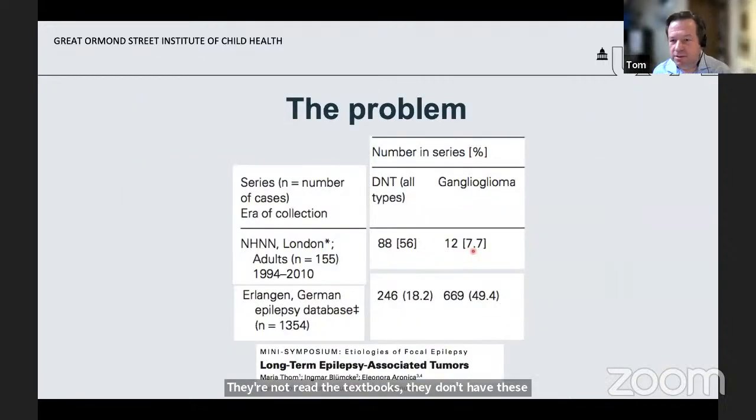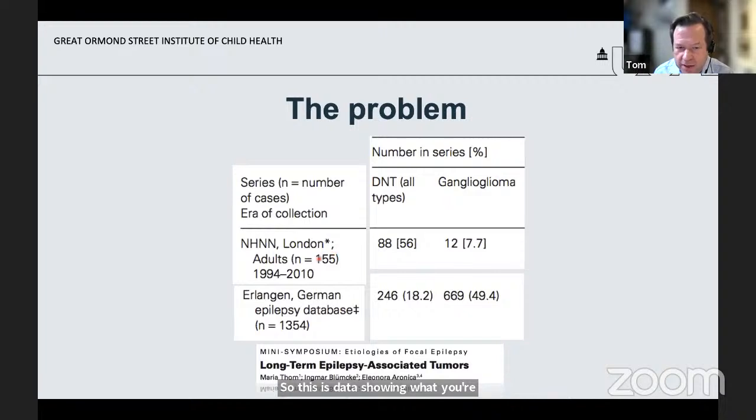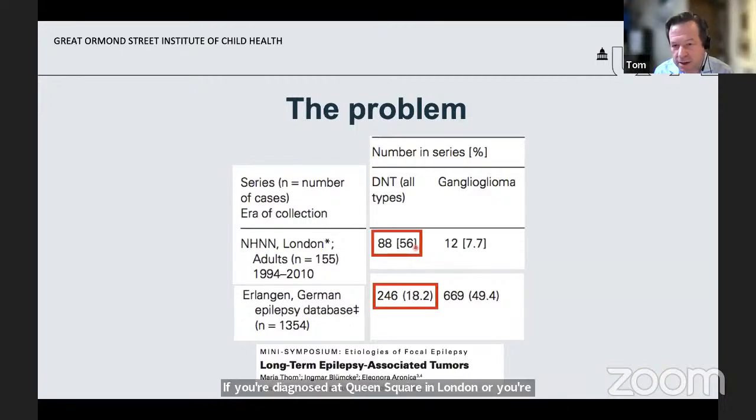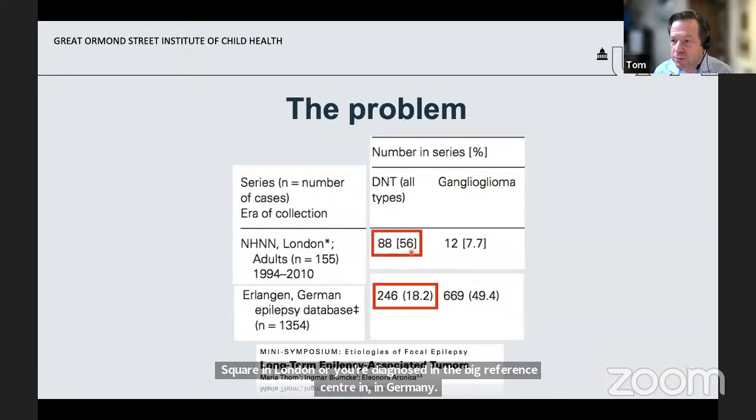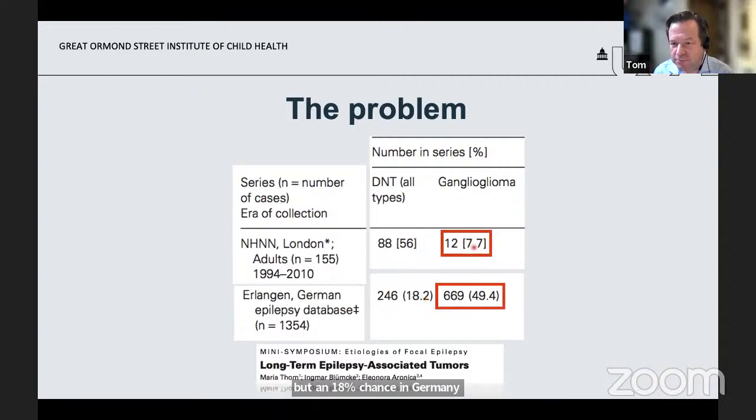And just to illustrate this, this data was published probably about 10 years ago, but I think it shows you where we've come from in terms of that problem. So this is data showing what your likely diagnosis is, DNT or ganglioglioma, if you're diagnosed at Queen Square in London, or you're diagnosed in the big reference center in Erlangen in Germany. So in the UK, you had a 56% chance your diagnosis would be DNET, but an 18% chance in Germany, a 7.7% chance of being called a ganglioglioma in London, and a 50% chance of being called a ganglioglioma in Germany.